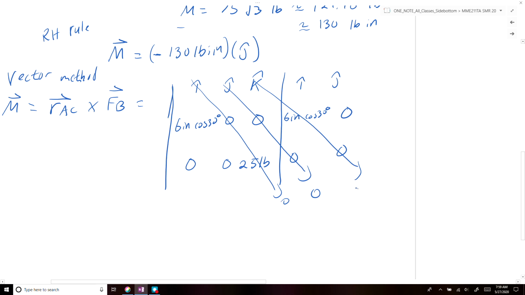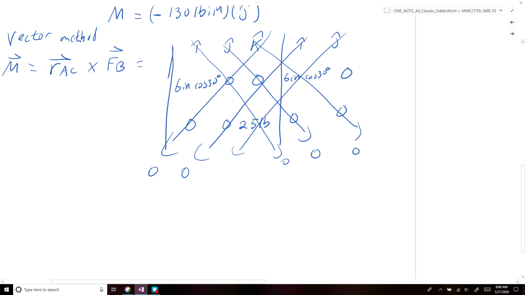Okay, so if we look at this equation, we'll take our diagonals, and what we'll notice is that all of our positive diagonals will be equal to 0, and our negative diagonals will be 0 except for 1. So we get our moment is equal to negative 25 pounds times 6 inches times cosine of 30 degrees times j, which is equal to minus 130 pound inches j.